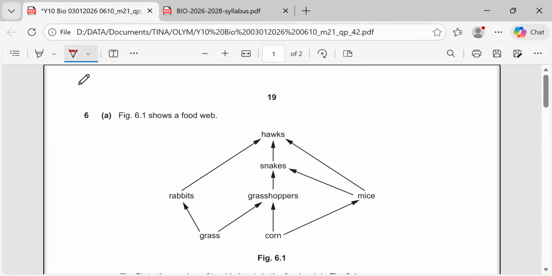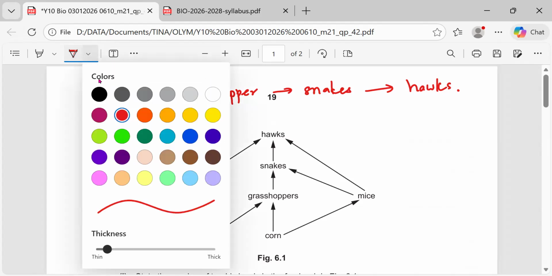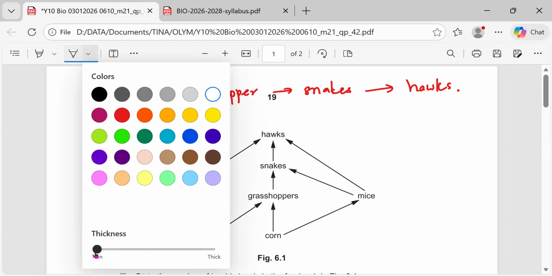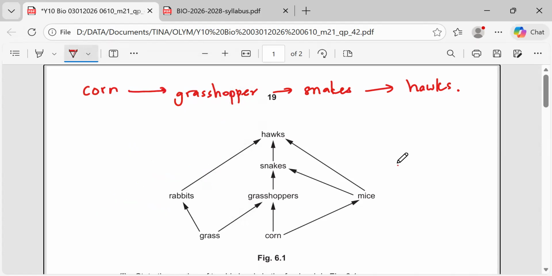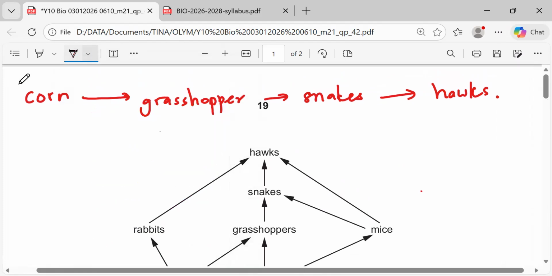Okay, so let's take the simple one. Corn, grasshopper, snakes, hogs. Now, we could use many ways to discuss this. One way is to say, what is the trophic level? The first one, corn, is a producer, and everybody else is a consumer.